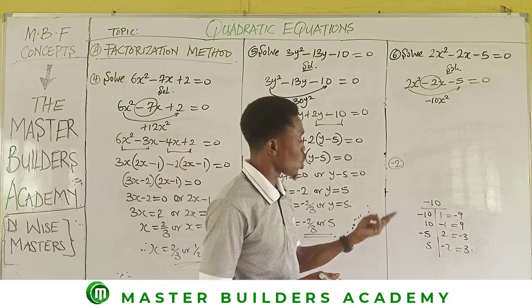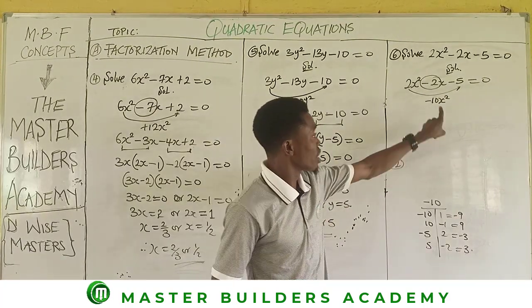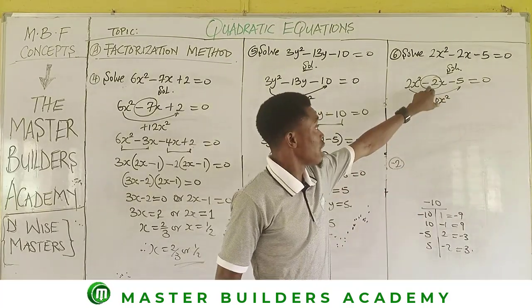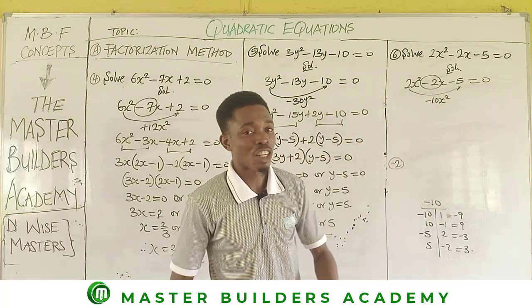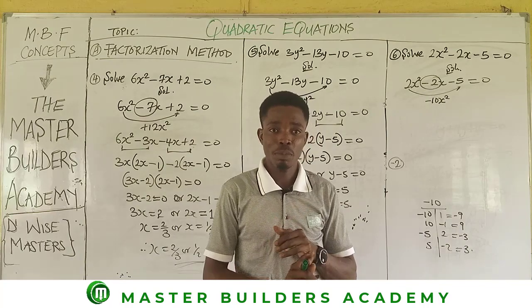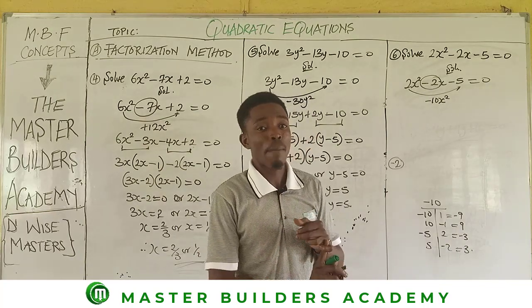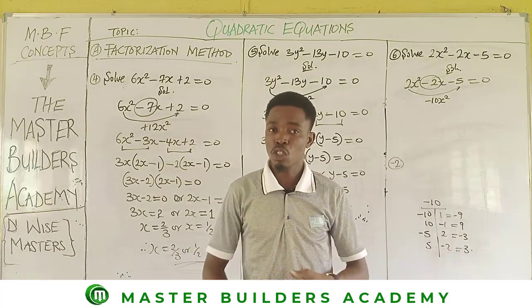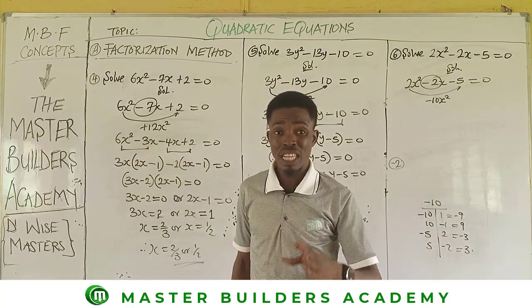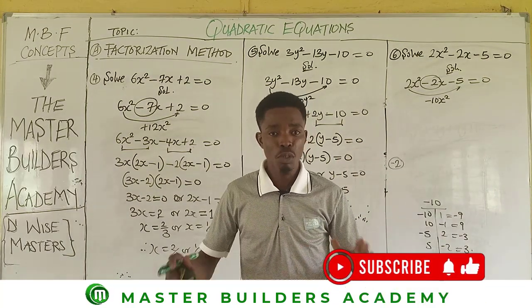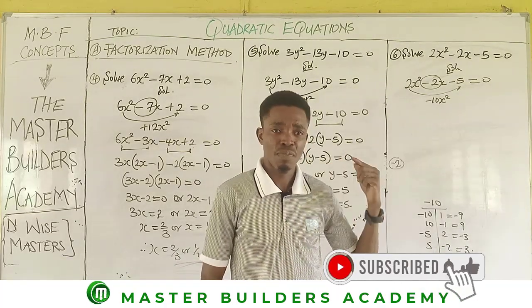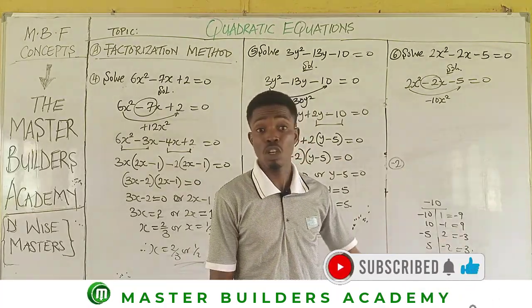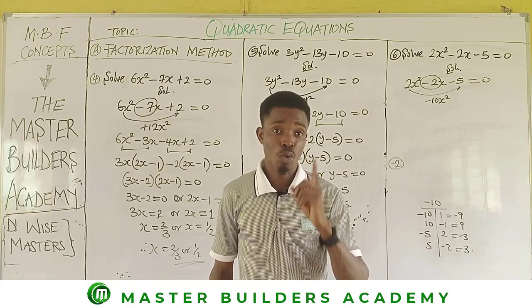In as much as we do not get two values whose product will give us this and whose sum will give us this middle number. That means this quadratic equation cannot be solved with factorization method. So you can try it out with either method of completing the square, formula method, or graphical method. Any of those three methods will give you the answer to this question, but not with factorization method, because this quadratic equation is not factorizable.